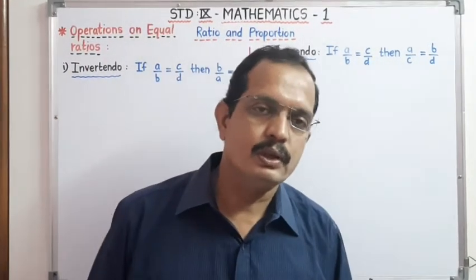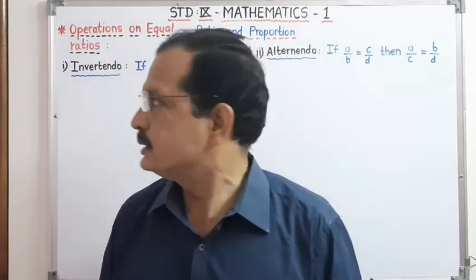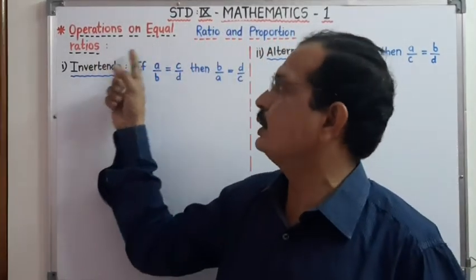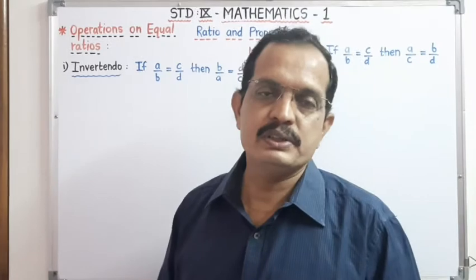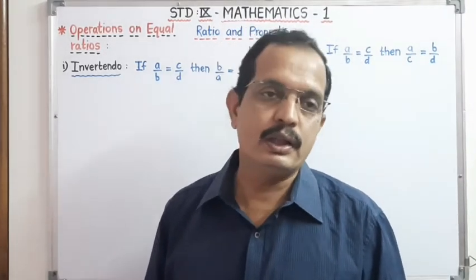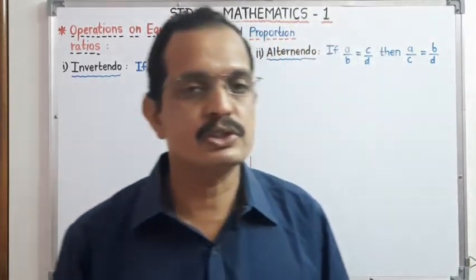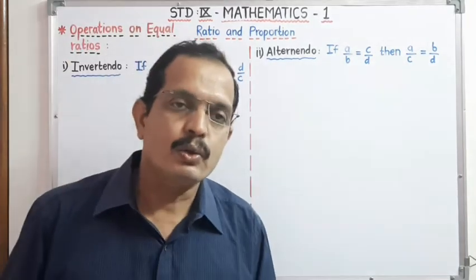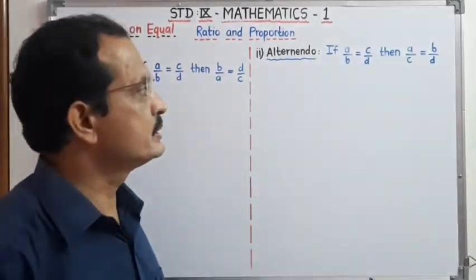Now dear students, our today's topic is operations on equal ratios. That means if ratios are equal, then we have to perform some operations on that. There are total 5 properties.